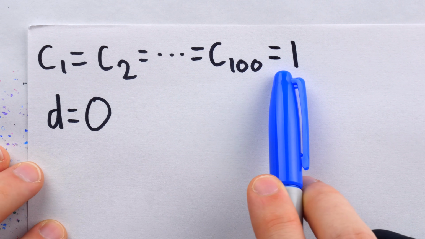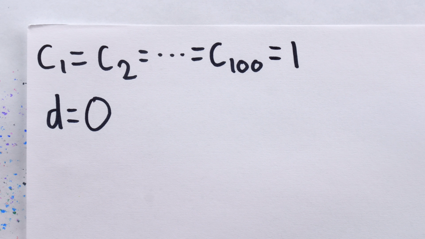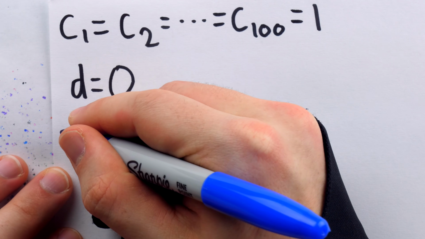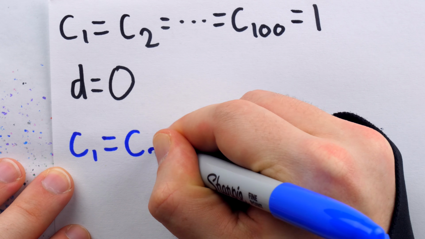This set of bowl capacities works nicely because they're all positive integers, but the big issue is that they don't have to be, so they could be a much less friendly set of capacities, like C1 equals C2 and so on.